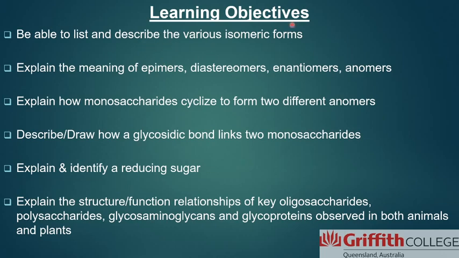We're going to be looking at various isomeric forms of various organic compounds. We're going to be looking at what it means by an epimer and diastereomer and all these wonderful other words. We're going to be looking at the cyclization of various monosaccharides, so looking at these single sugars and how they change their structure slightly. We're going to be looking at what a reducing sugar is. I do have a couple of YouTube videos that will help with that, but we might save that one for the tute workshop.